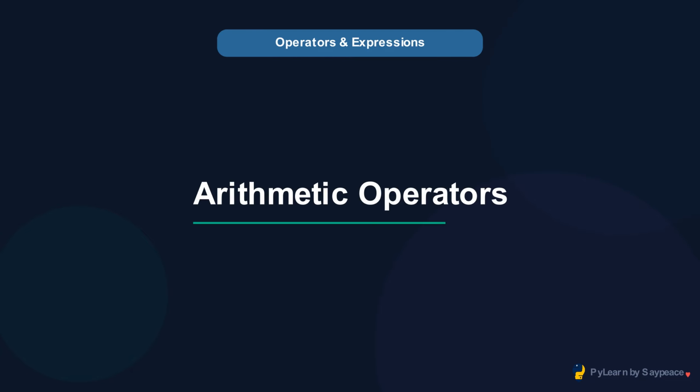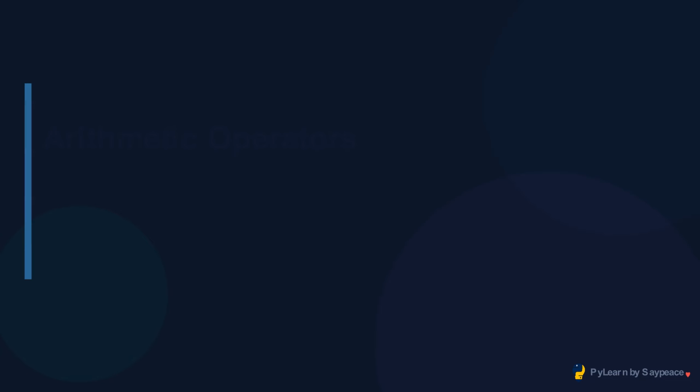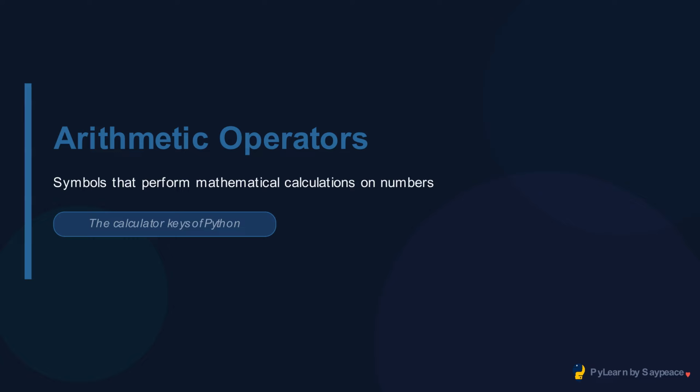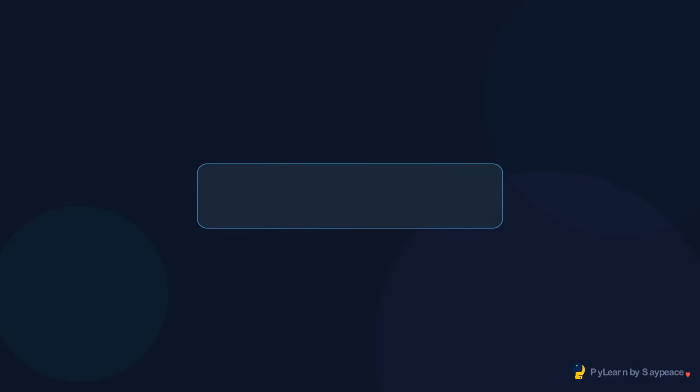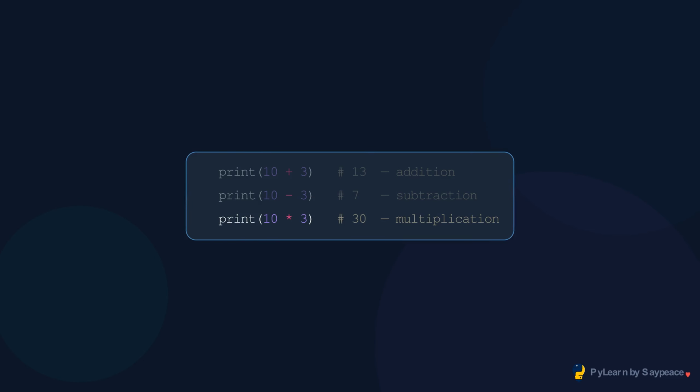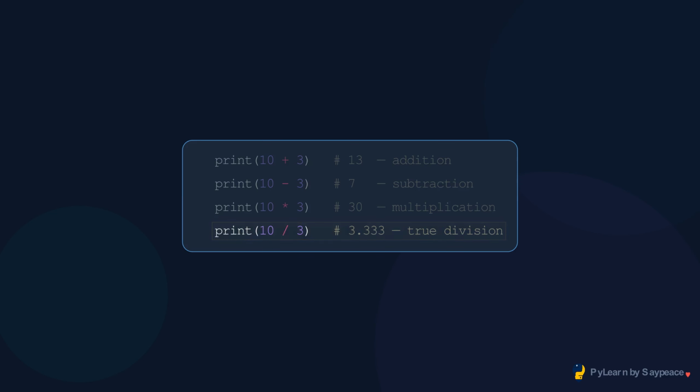Welcome to Arithmetic Operators. Python has all the arithmetic operators you know from maths, plus 2 that are specific to programming, floor division and modulo. Plus adds. Minus subtracts. Asterisk multiplies. 1 slash divides, always returns a float in Python 3.